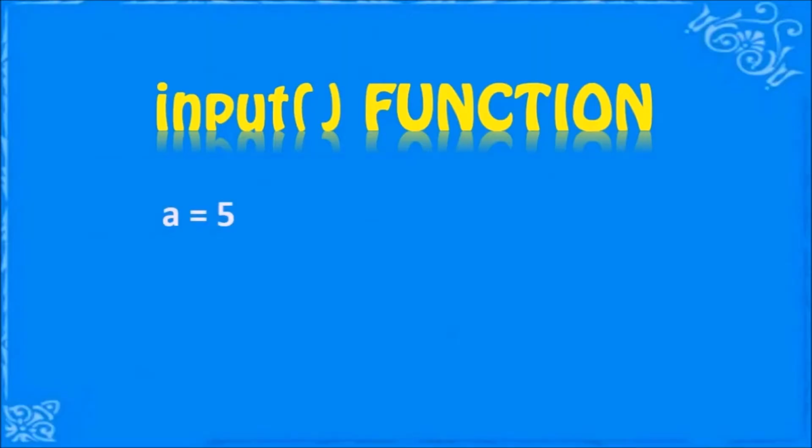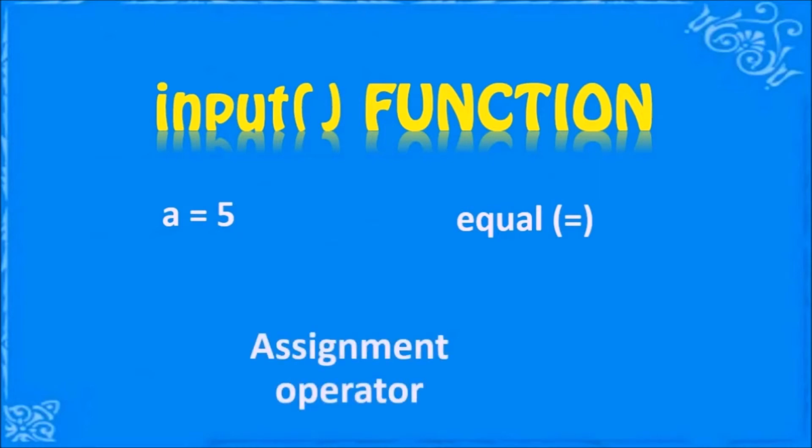Here if I say a equal to 5, that means in this statement we are simply assigning the value 5 to variable a using an equal sign, which is also known as the assignment operator. So in this program we are storing the value in a variable at the time of writing the program. Okay, and what does the input function do?